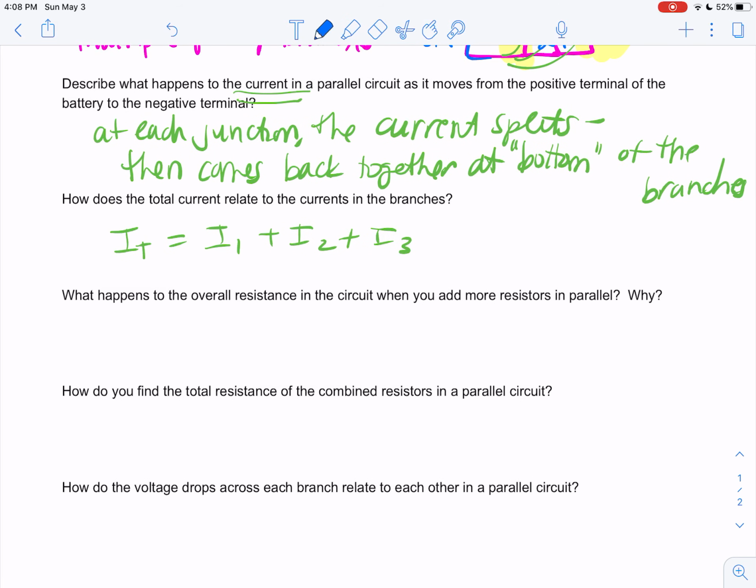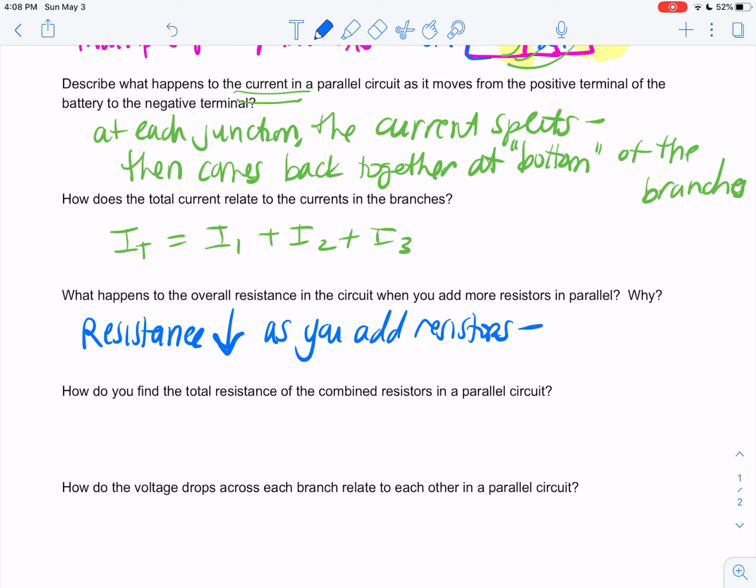All right, what happens to the overall resistance? Okay, the resistance goes down as you add resistors, okay, which mainly because you're adding more paths. All right, so we talked about that last week in the wrap-up, so if you want to go back to last week's slides and rewatch some of those videos about parallel, you can do that, okay, but hopefully you got it. This is just a little recap, okay, right? More paths makes it overall easier to travel through the circuit.